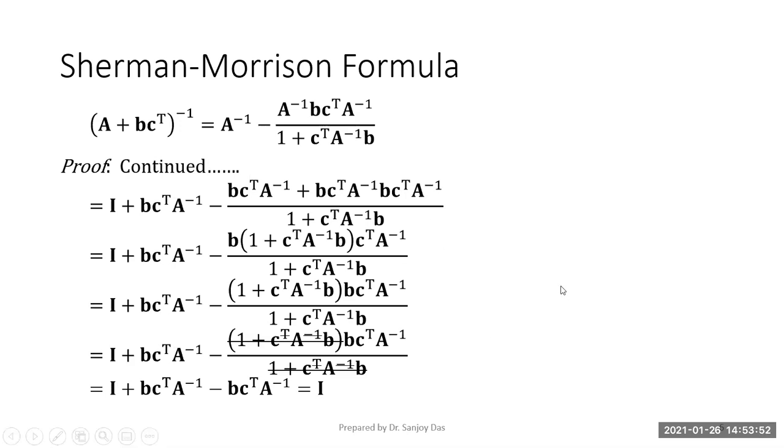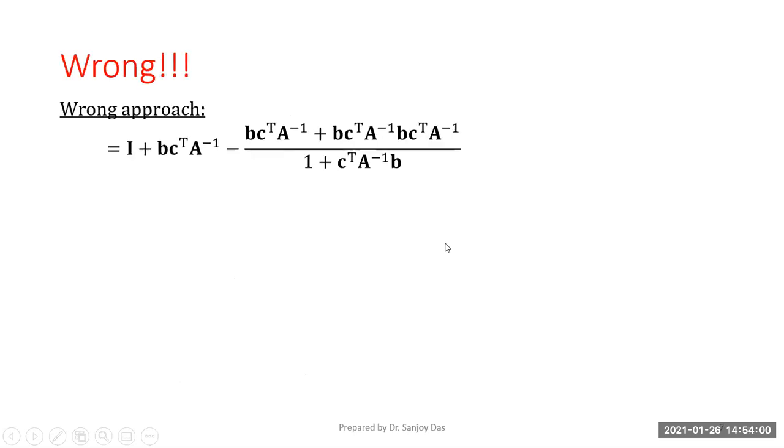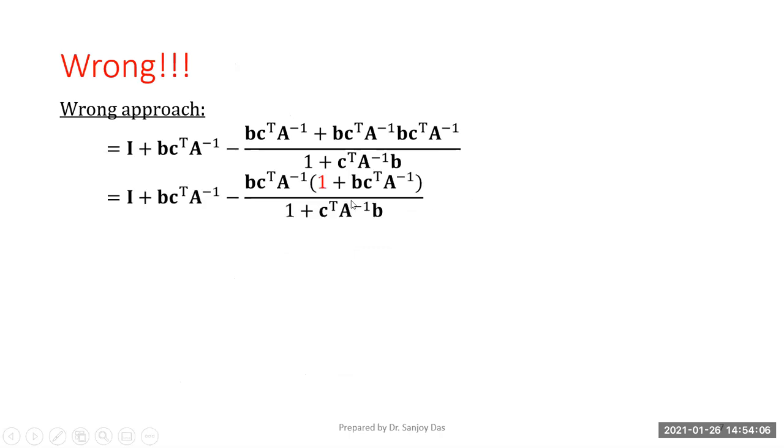Now, don't try to blindly solve it as if these are all scalars. Let's see what happens. So we were here. This is one of the intermediate steps. And then I take BC transpose A inverse common. And then I write 1 plus BC transpose A inverse here.